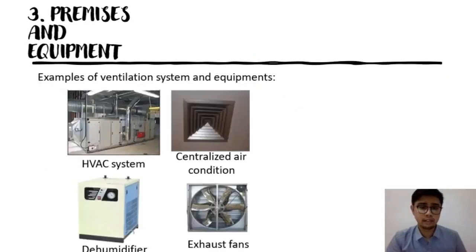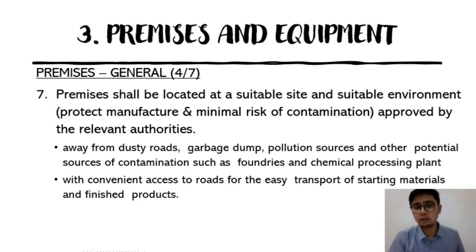And this is the example of the ventilation system and its equipment that is typically used in GMP premises to provide comfort to the personnel during the operation and for the proper storage of materials and products during storage. The premises, as I mentioned before, should be in a suitable location and have a proper environment for the manufacturing process, and it possesses minimal risk of contamination.